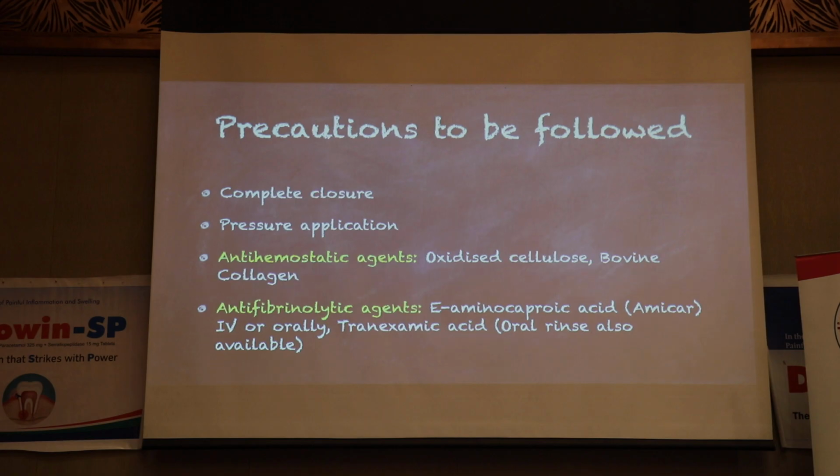So, precautions to be followed. For hemophilic patients, make sure you do a proper complete wound closure and pressure application, and anti-hemostatic agents have to be kept in your clinic. Again, in your crash cart, oxidized cellulose and bovine collagen are a must that you should always have. Sometimes we don't even know why they are bleeding. Some patients bleed, and for heaven's sake we really don't know, we can't correlate. They don't have a hemophilic disorder, and we don't know what exactly has gone wrong, but the patient will have continuous bleeding.